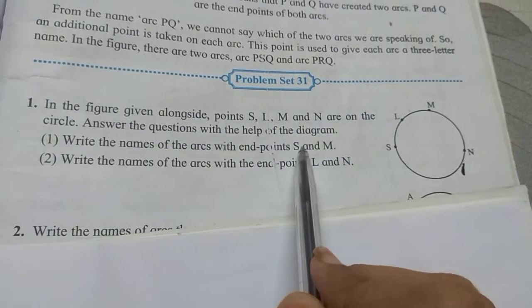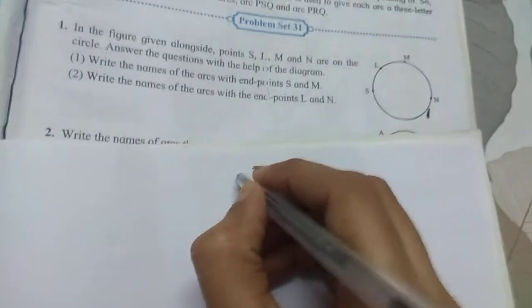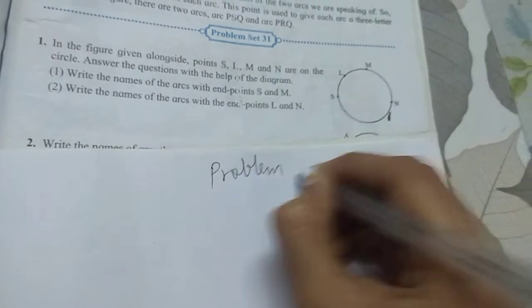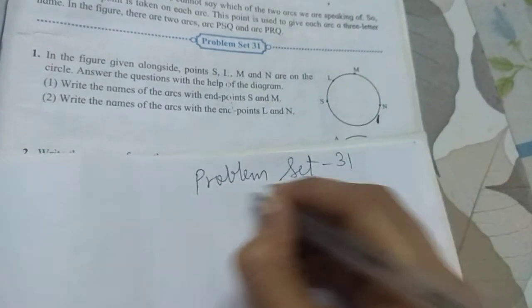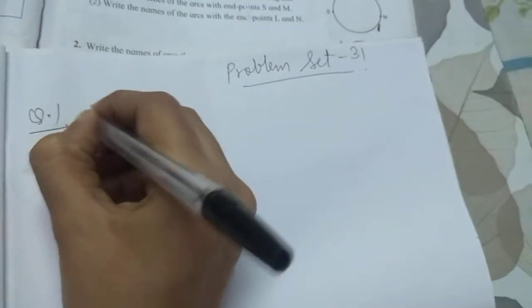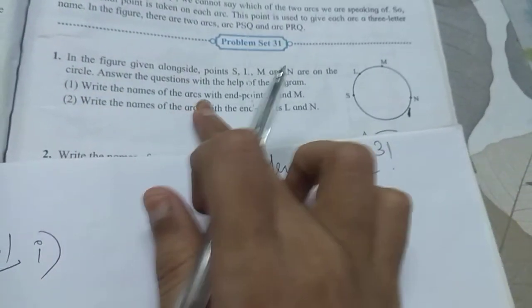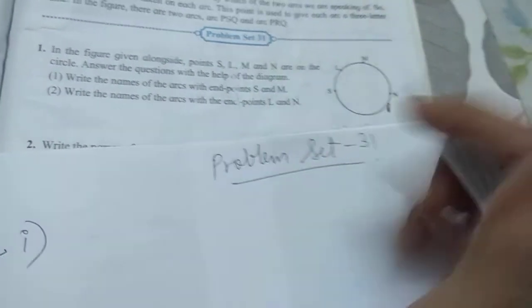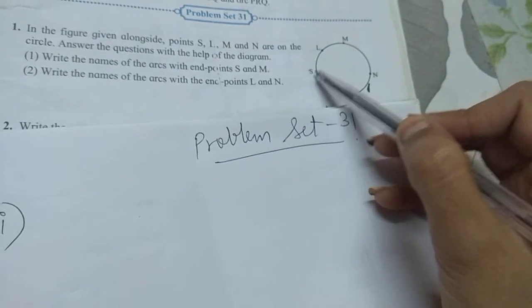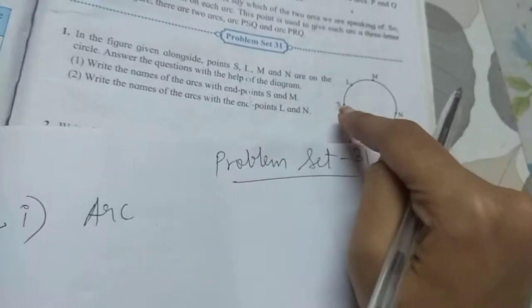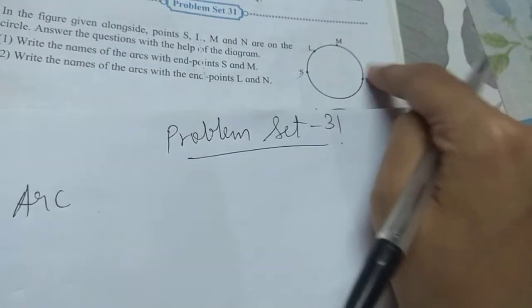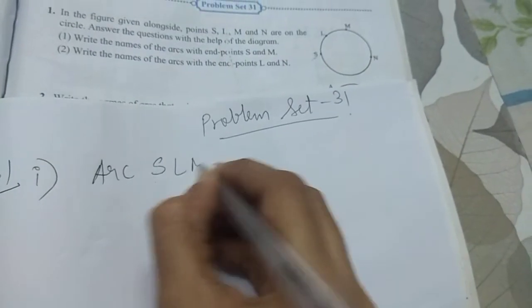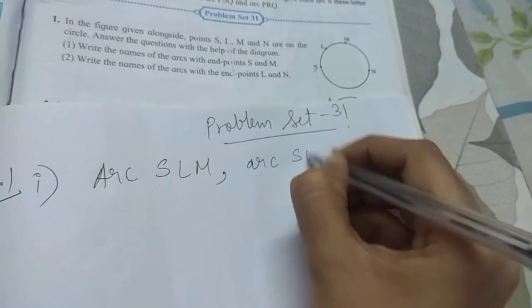Now the very first question says, write the names of the arcs with endpoints S and M. Now we have already seen how to name arcs in examples. So question number 1, first one, it says write the names of arcs with endpoints S and M. So S and M should be the endpoints. So I will be writing arc SLM and arc SNM. So arc SLM, comma, arc SNM.